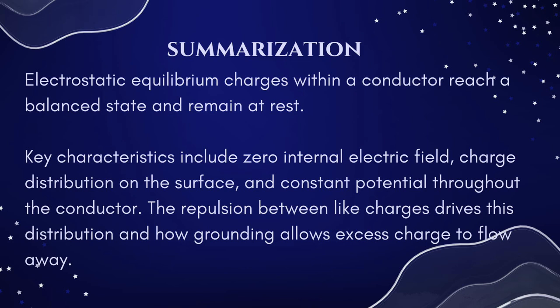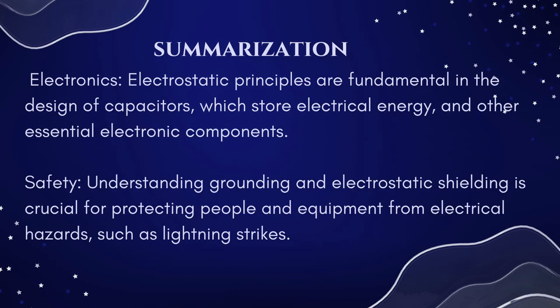So in summary, when we say electrostatic equilibrium, charges in a conductor reach a balanced state and remain at rest. Don't forget the characteristics include zero internal electric field, charge distribution on the surface, and constant potential throughout the conductor. The repulsion between like charges drives this distribution, and grounding allows excess charge to flow. In electronics, electrostatic principles are fundamental to the design of capacitors, which store electrical energy, and other essential electronic components. And lastly, safety. Understanding grounding and electrostatic shielding is crucial for protecting people and equipment from electrical hazards such as lightning strikes. So that would be all for my report on electrostatic equilibrium.